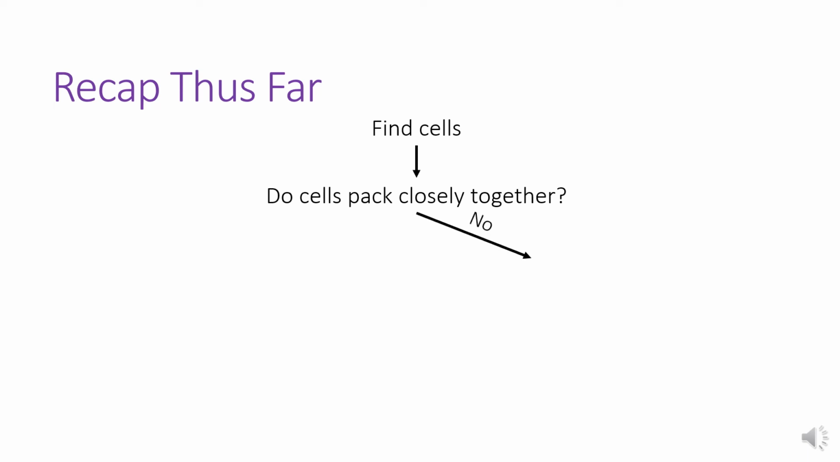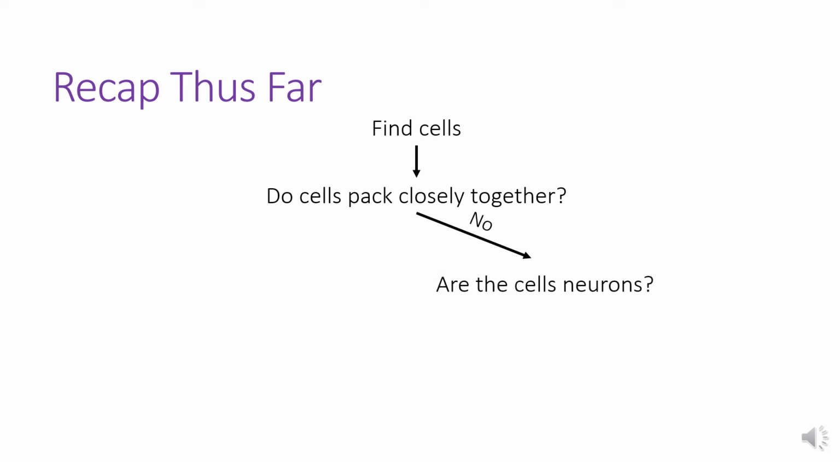Let's take a recap of what we've done so far. We've worked our way through 2 of the 4 major categories of tissues. We did that with our dichotomous key. We always start by finding cells. Then we ask, do those cells pack closely together? For the 2 categories we've named so far, our answer to this question has been no, the cells don't pack closely together. To tell the difference between those 2 categories, we need another question.